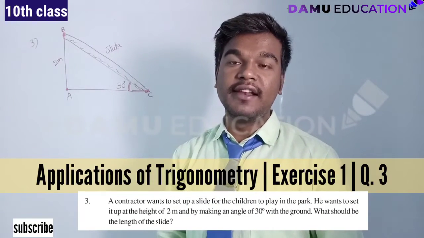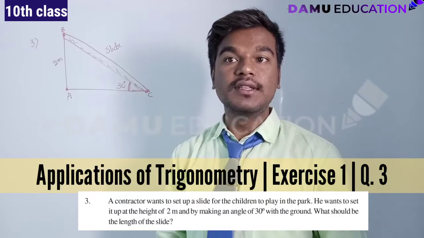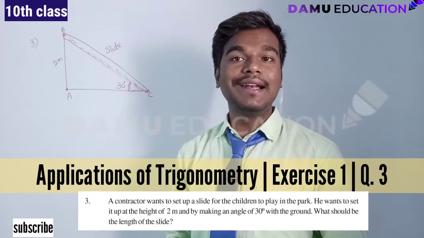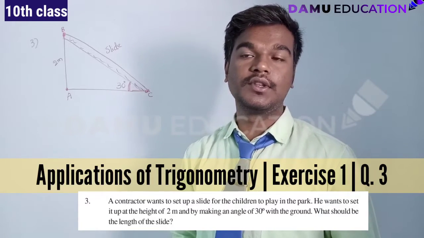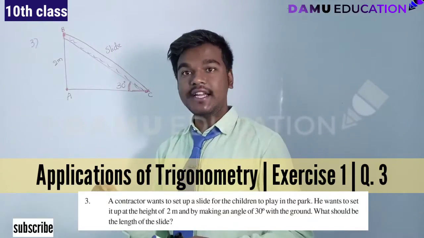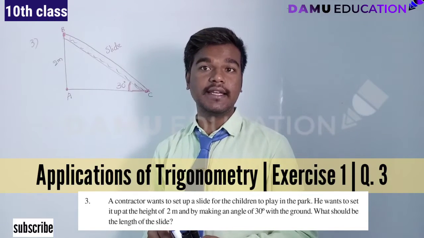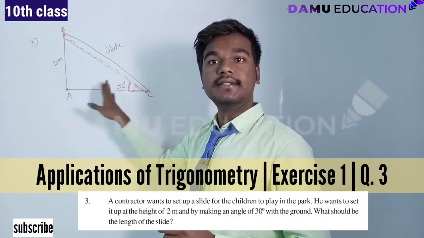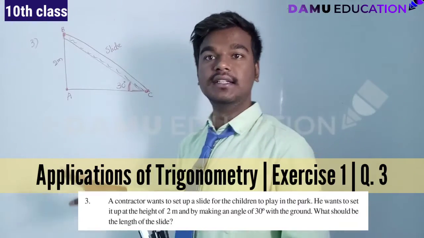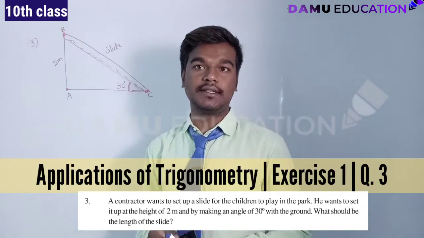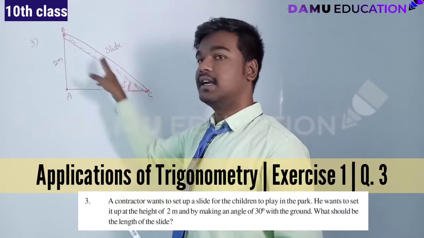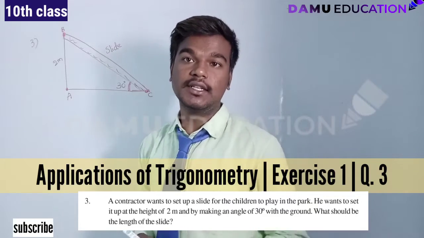So in this module, we're going to discuss our third question. One contractor wants to build a slide for the kids to slide. The slide is kept at a height of 2 meters and it is making an angle with the floor of 30 degrees. So these are the things we have to find: what is the slide length?